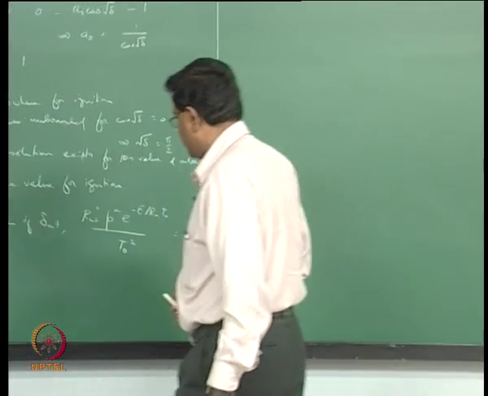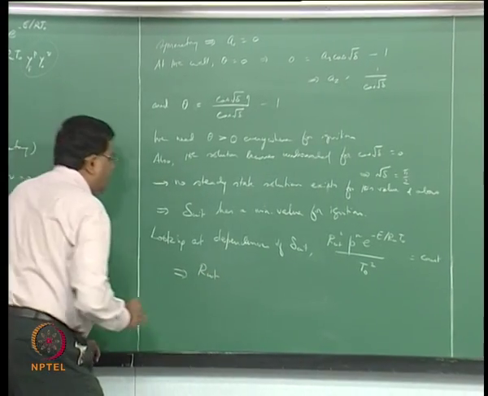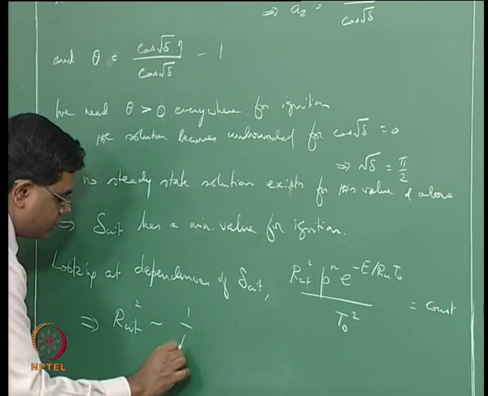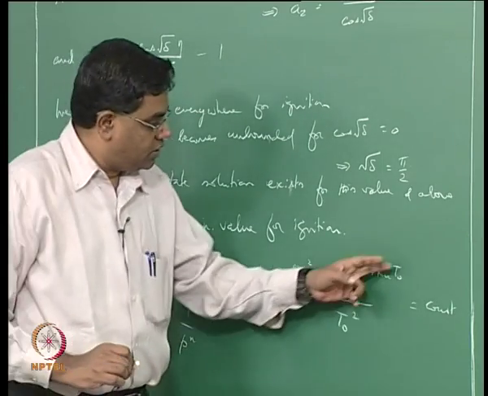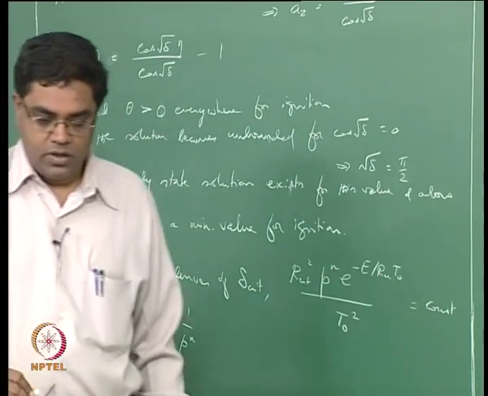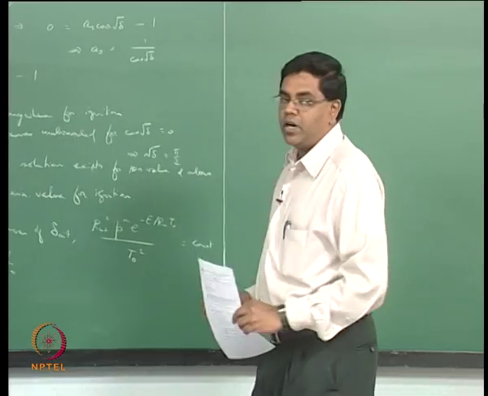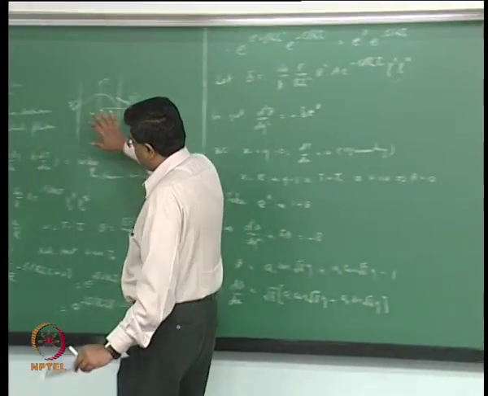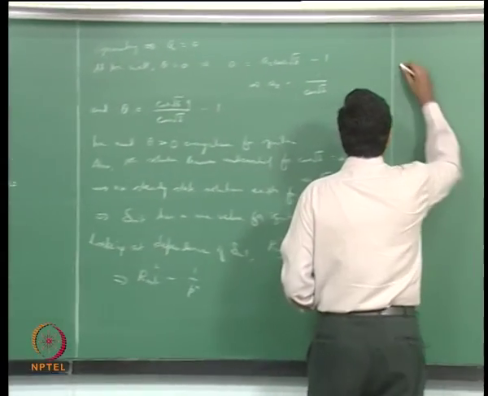So here what we can see is that R crit squared goes as 1 over P to the n, keep that in mind. And also you now have a slightly complicated T naught dependence, okay. Now let us also look at what is the situation if you have a spark ignition, okay. So what we have done is something like a thermal ignition where we are trying to heat up otherwise, but spark ignition is slightly different, you need to have electrical energy put in there.